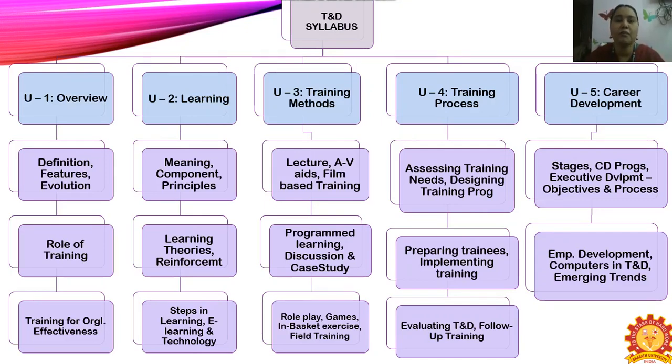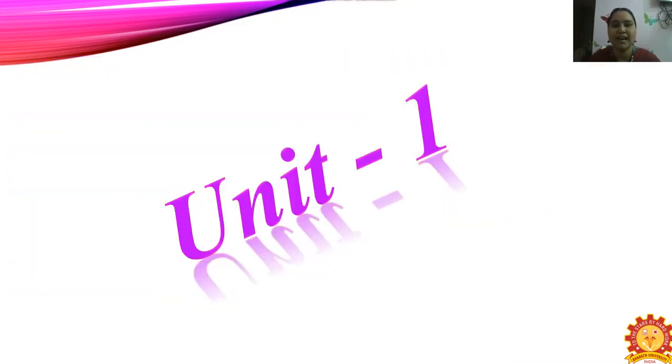And unit 5 will talk about career development. So what are the different stages of career development? How are career development programs being implemented in organizations? What are its objectives? And what do you mean by employee development? How the computers are playing a role in training and development in today's scenario? What are the emerging trends in the training and development area? All these will be seen in unit 5. So you have a nutshell here comprising of all the 5 units. The contents which we are going to see in these units are displayed here. So coming to the next slide, we'll start with unit 1.